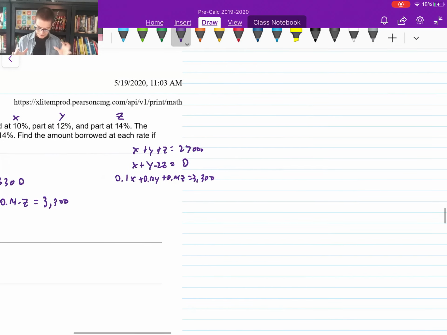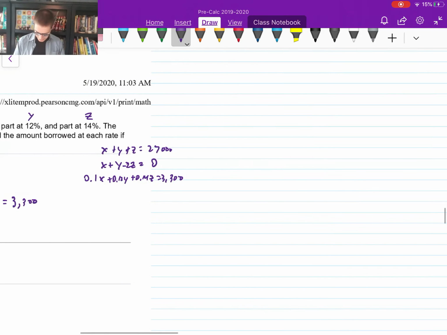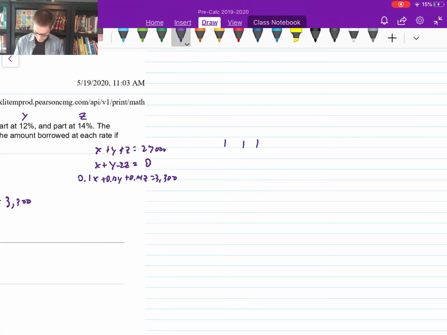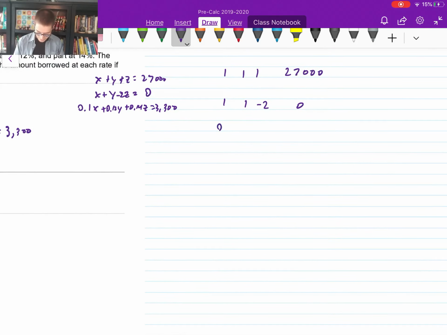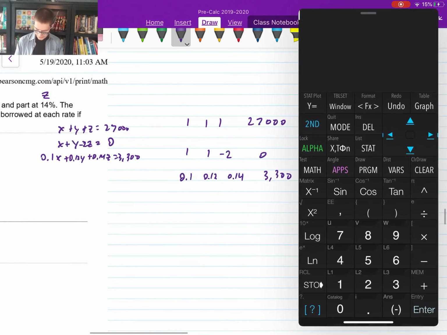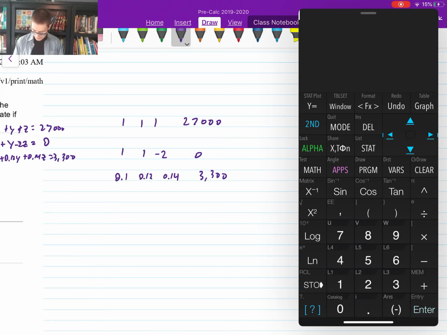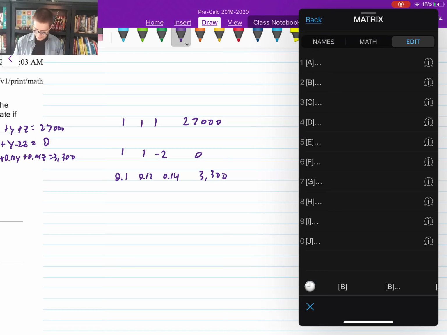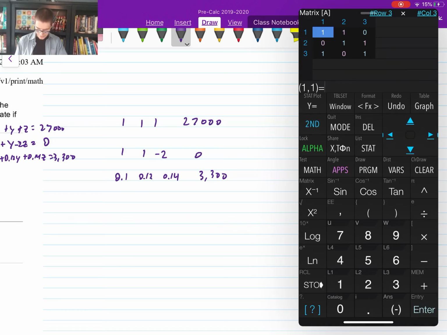Okay, now let's make a matrix and solve it. So we've got 1, 1, 1, 27,000. We've got 1, 1, -2, 0, and then we've got 0.1, 0.12, and 0.14, 3,300. Okay, let's just use a calculator and solve this that way, because that seems to be the speediest way. Matrix A is going to be the first set. We'll say that's 1, 1, 1.